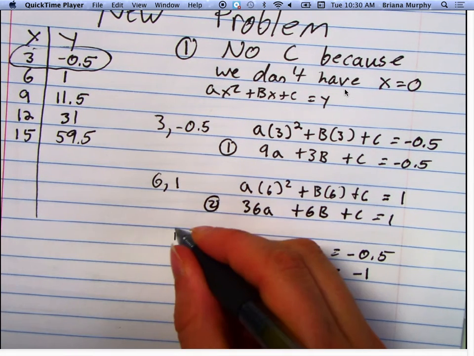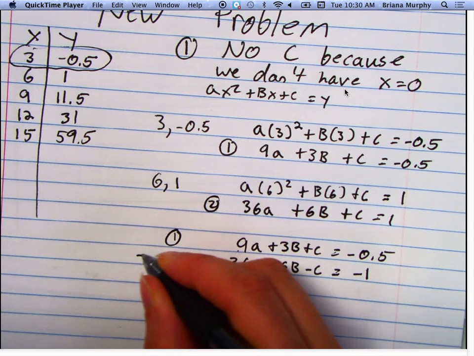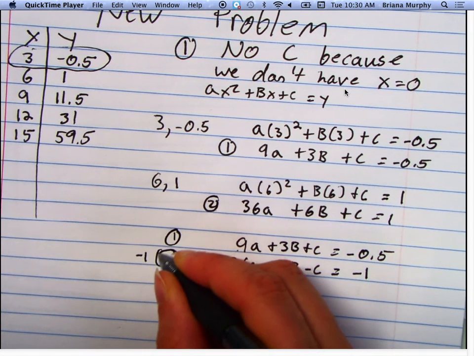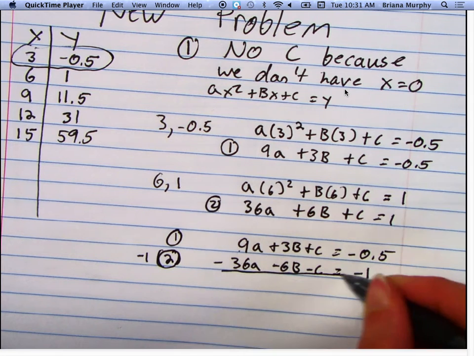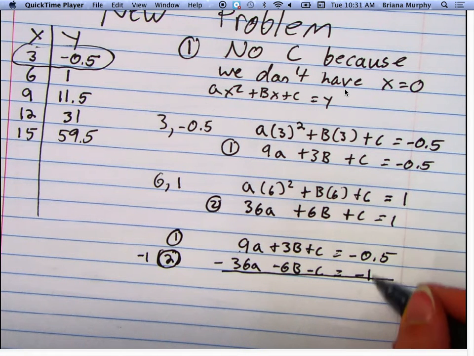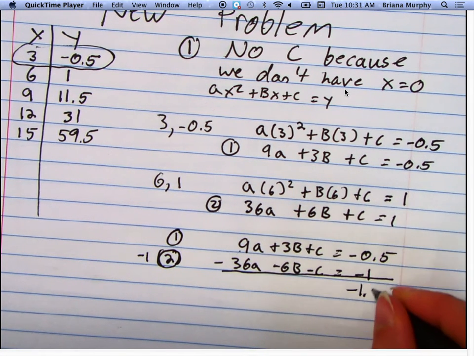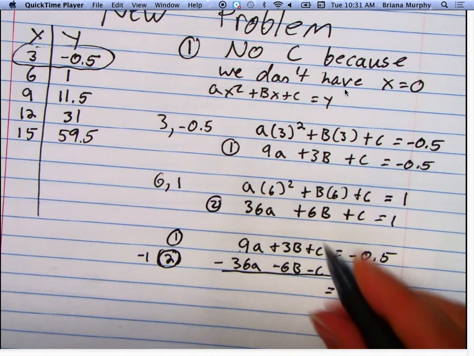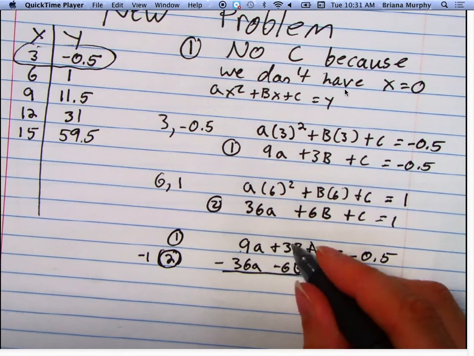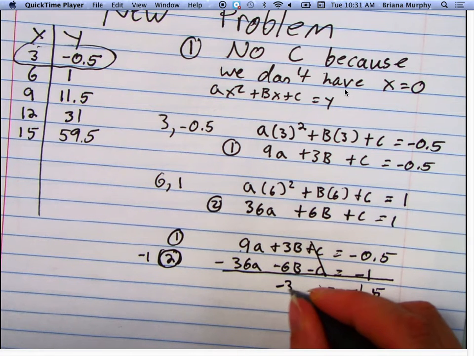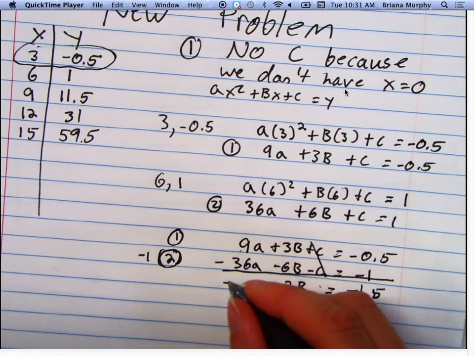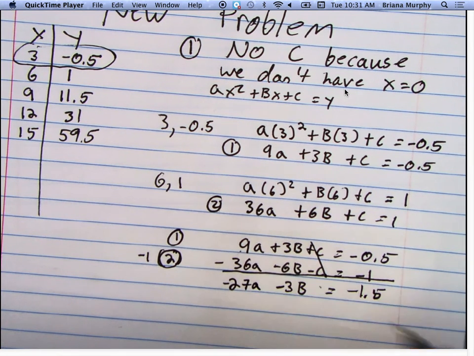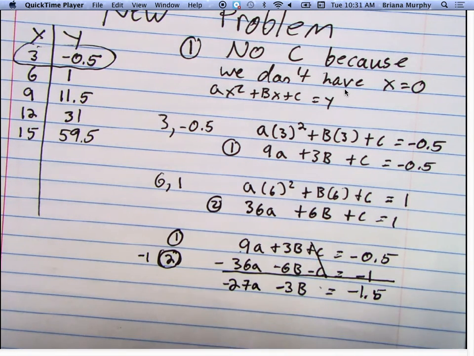So this is 1, and this is, we times negative 1 times equation number 2. So that's what we're going to do. Negative 0.5 and negative 1 gives us negative 1.5. The C's cancel. 3B and negative 6B gives me negative 3B. 9 minus 36 gives me negative 27A. Okay, so I've gotten rid of C's.